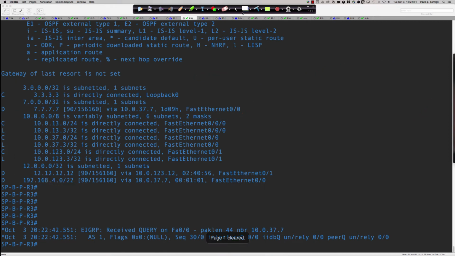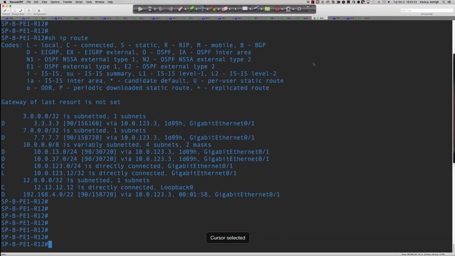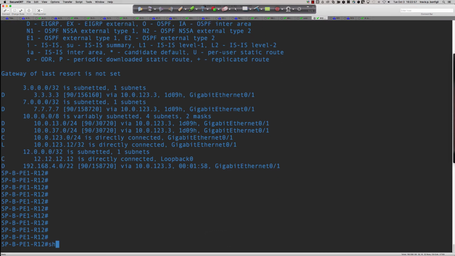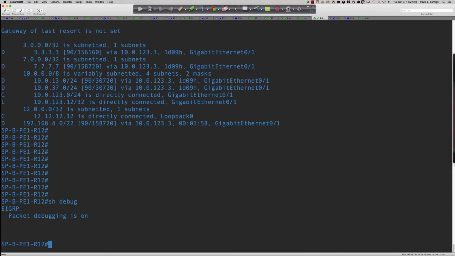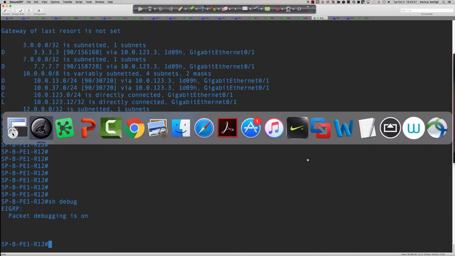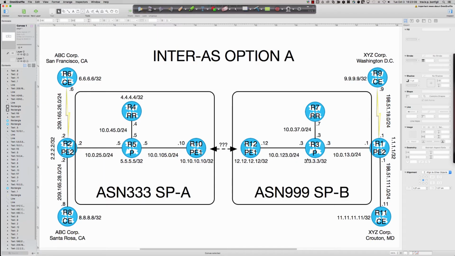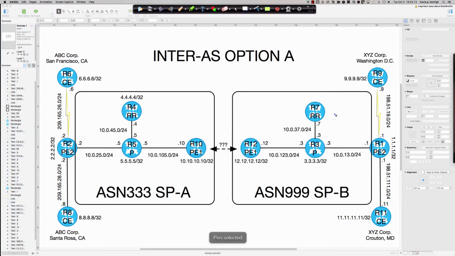And so that leads us over to 12. And take a look. Is the debug still on? Did it time out? No. The EIGRP debugging, the packet debugging is on. And that is the true benefit of summarization in EIGRP. And it's a very, very critical concept. And so remember, we're limiting the size and the scope of the query domain.